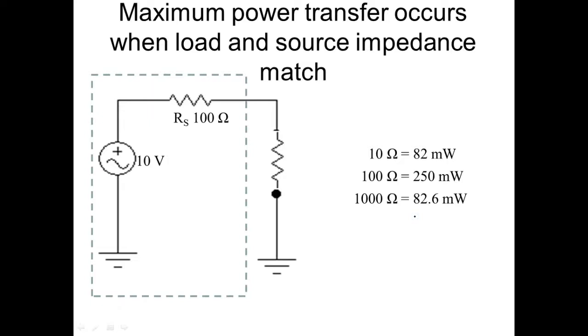DC would be so much more efficient, but you can't step it up and you can't step it down, right? You understand? So AC, it's more efficient to transmit because we can do what? We can step it up to transmit it and then do what? Step it down to use it for safety.